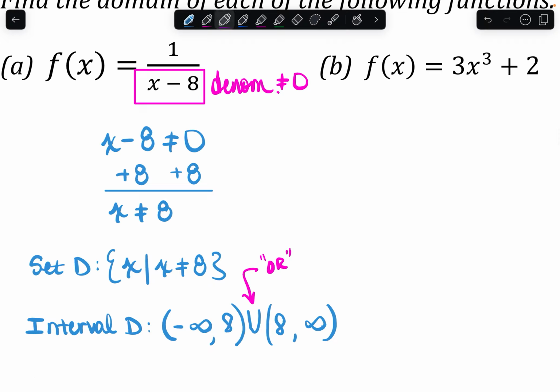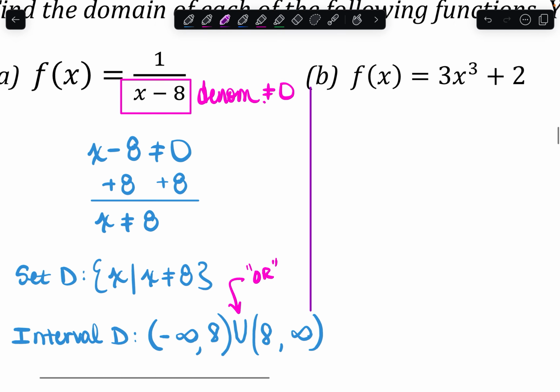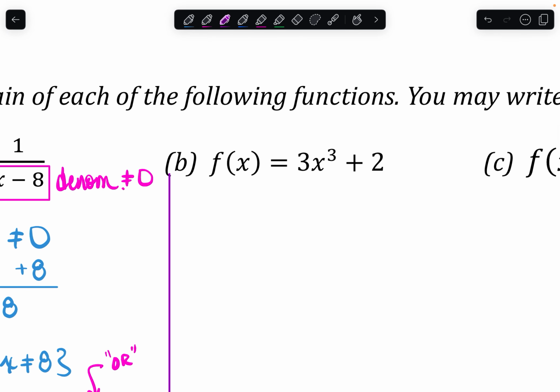All right, next one. Let's put a little break here. All right, go through one condition at a time. So our function is f of x equals 3x cubed plus 2. If I look at this function, denominator: it does not have a denominator, which means I don't have to worry about anything not equal to 0.